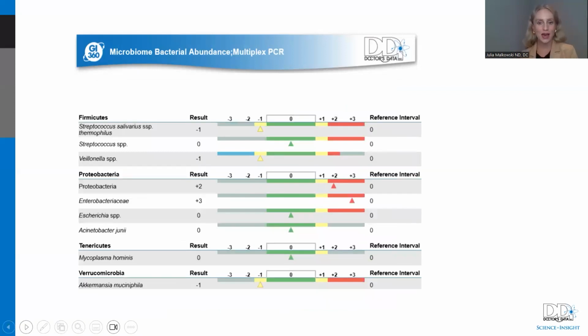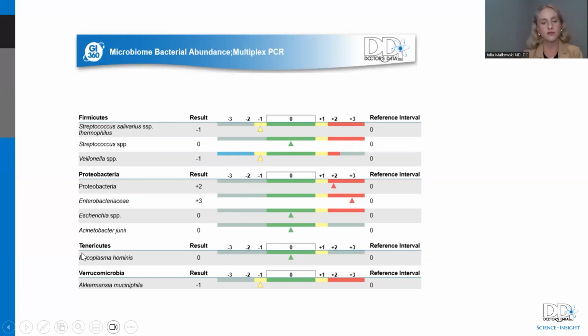The next page, we have the last three phyla. We have the Firmicutes and the Proteobacteria phyla. We'll take note here that the Proteobacteria and the Enterobacteriaceae are elevated. Again, this is due to the carnivore diet. The carnivore diet tends to have excess dietary fats and proteins. So there's a dysbiosis here, or dietary-induced dysbiosis.